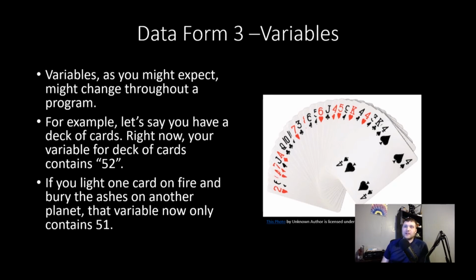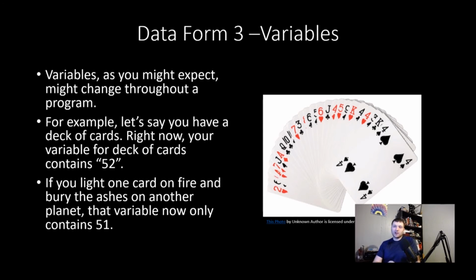So let's talk about number 3. Data form 3 is a variable, right? A variable, as you might expect, might change throughout a program. So, for example, let's say you have a deck of cards. And right now I say, hey, pick a card. Right now I have 52 cards in my hand. When you take one, you light it on fire, you bury the ashes on another planet. Now my deck of cards variable only contains 51.